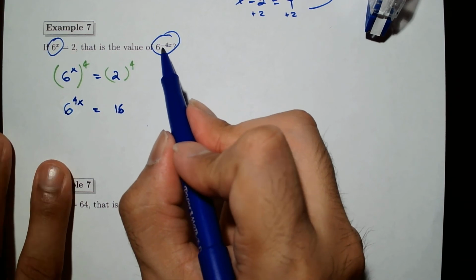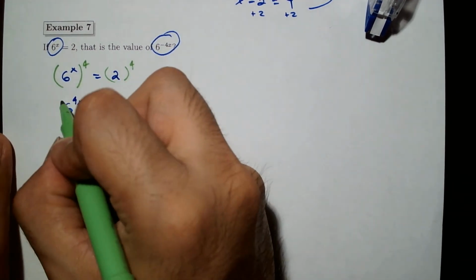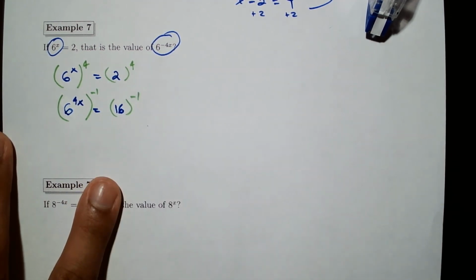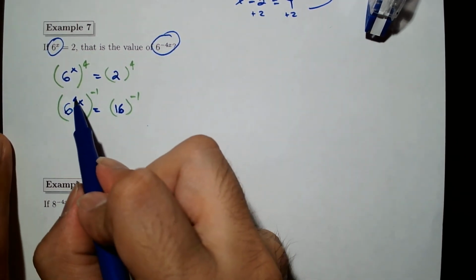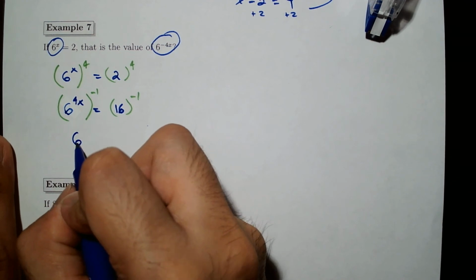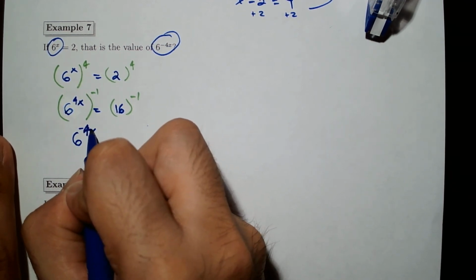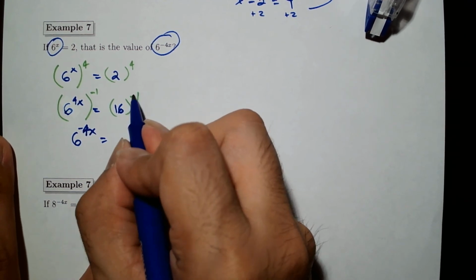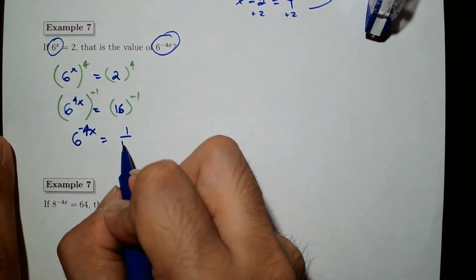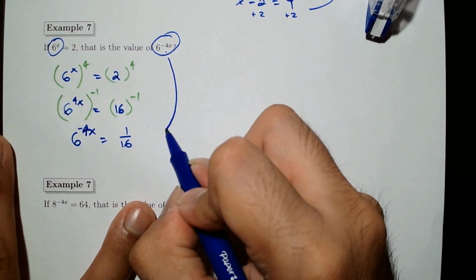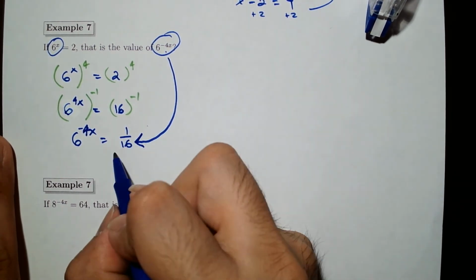There's one more thing missing here, which is raising both sides to the -1. And by the same property, 4x times -1, I get 6 to the -4x. And 16 to the -1 is the same as 1/16. So the value of 6 to the -4x is 1/16.